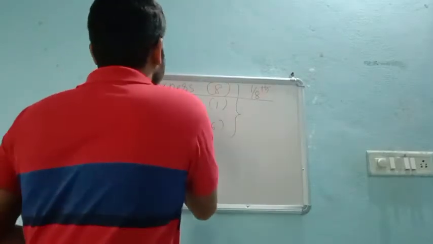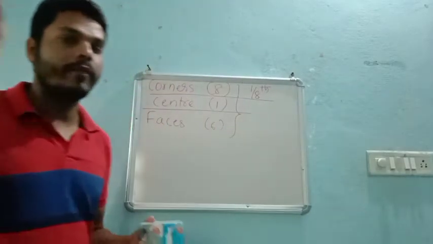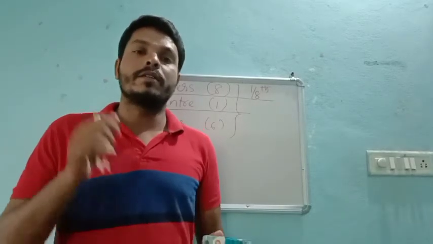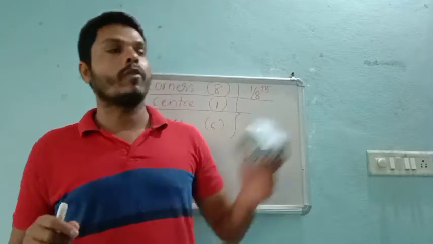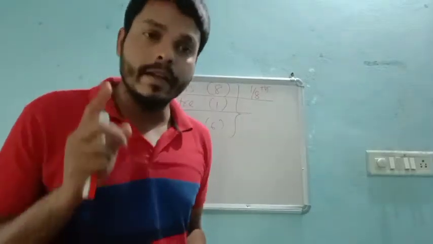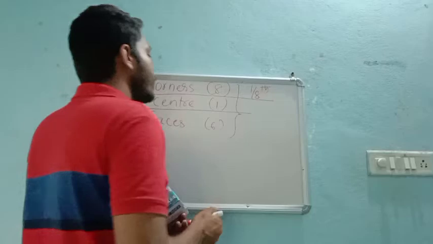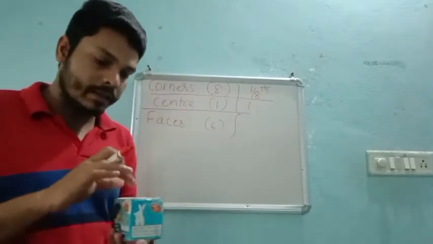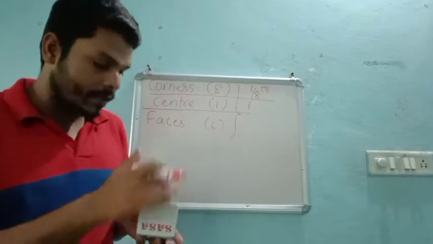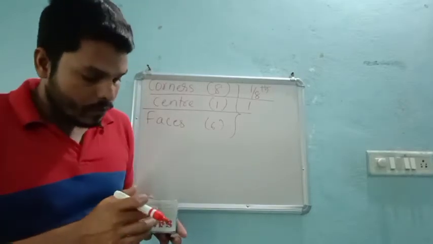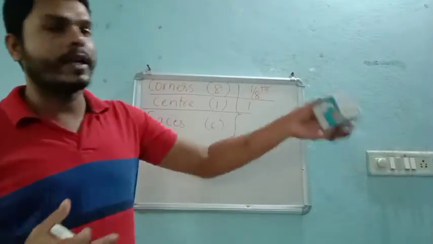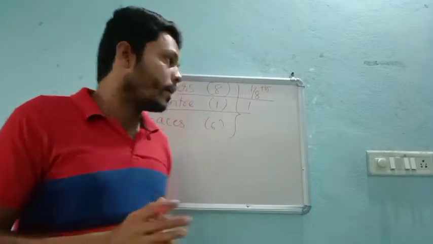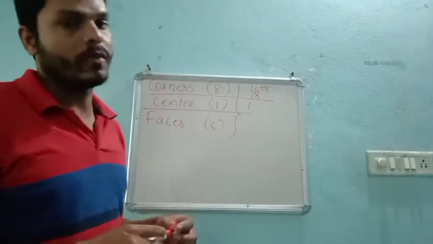Now coming to the center. As I said, if a fan is present in this room, then the fan belongs only to this room, not to that room. That means its contribution will always be one, right? So the atom present at the center of this unit cell belongs only to this unit cell, not to the other unit cells on that side. So that's why its contribution will always be one.